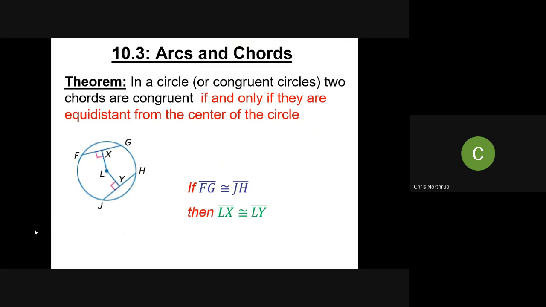So just remember that the way that we measure distance from a point, like a center, to a segment, like a chord, is drawing that perpendicular. So if FG is congruent to JH, then LX has to be congruent to LY. So the cause effect can also go in the other direction. If LX and LY are congruent, that will cause FG and JH to be congruent.